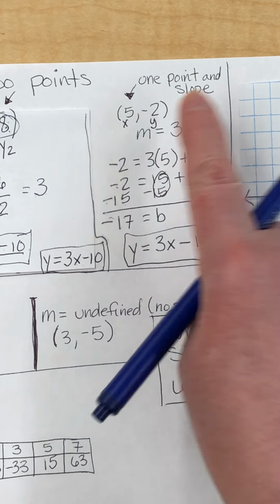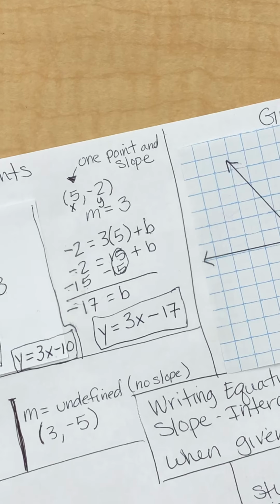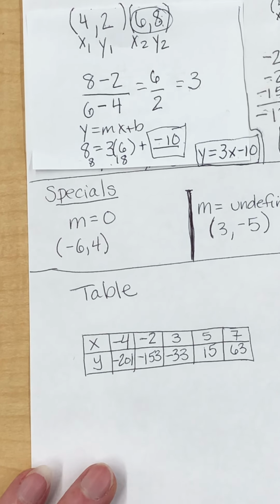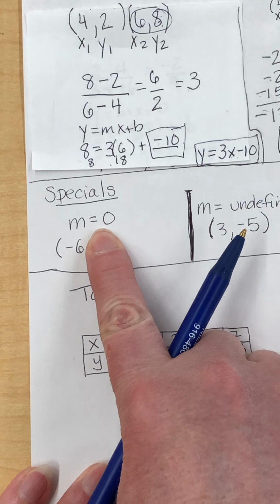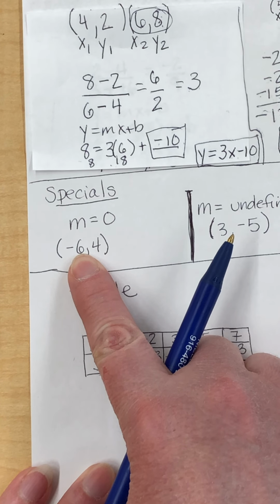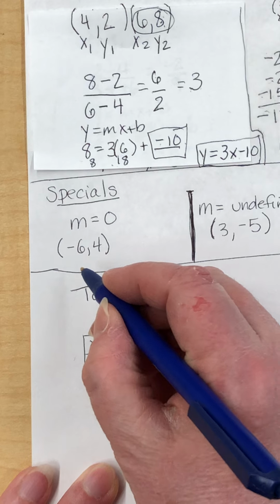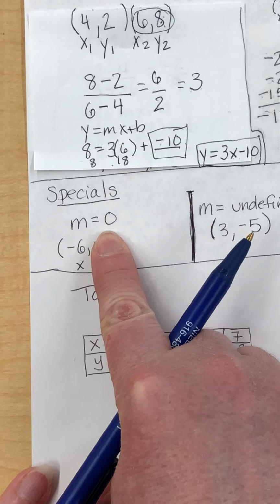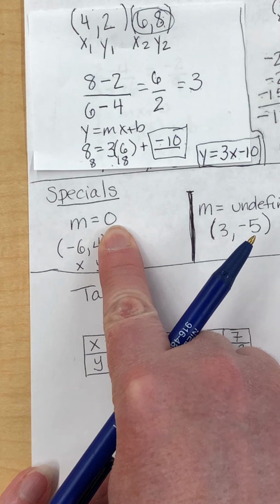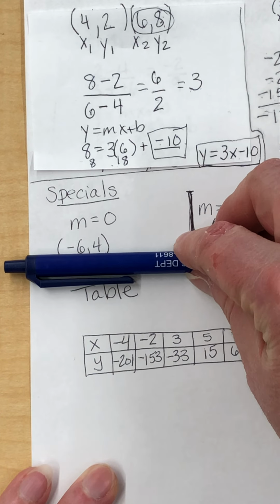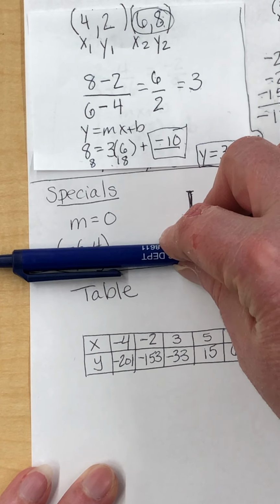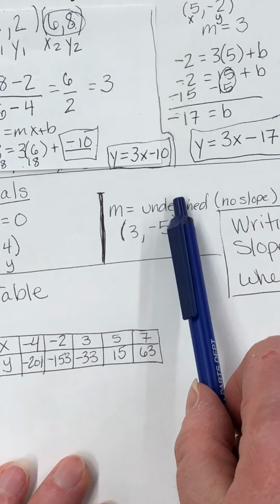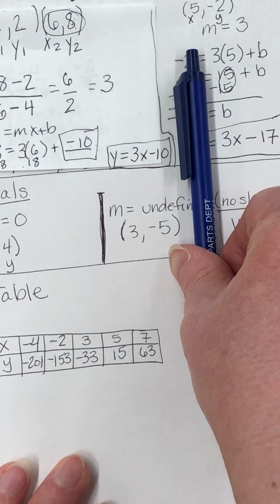Now you have some specials here, and these are those horizontal and vertical lines. So let's say they gave me the slope of 0 and they gave me a point. Well, I know that this is my x value and this is my y value. This is a horizontal line. When you have a slope of 0, it means it hasn't risen at all. So a slope of 0 is a horizontal line. When you have an undefined or no slope, you have a vertical line.